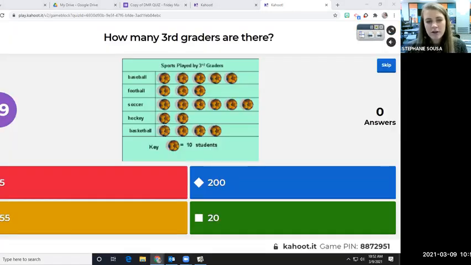How many 3rd graders are there? Not in this class on the graph. Use the key. Use the key.